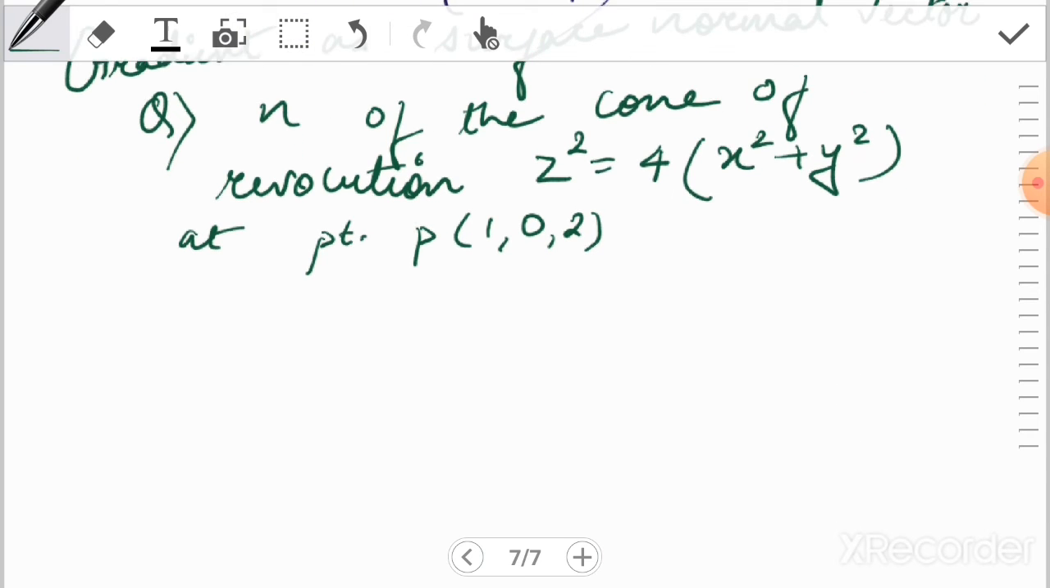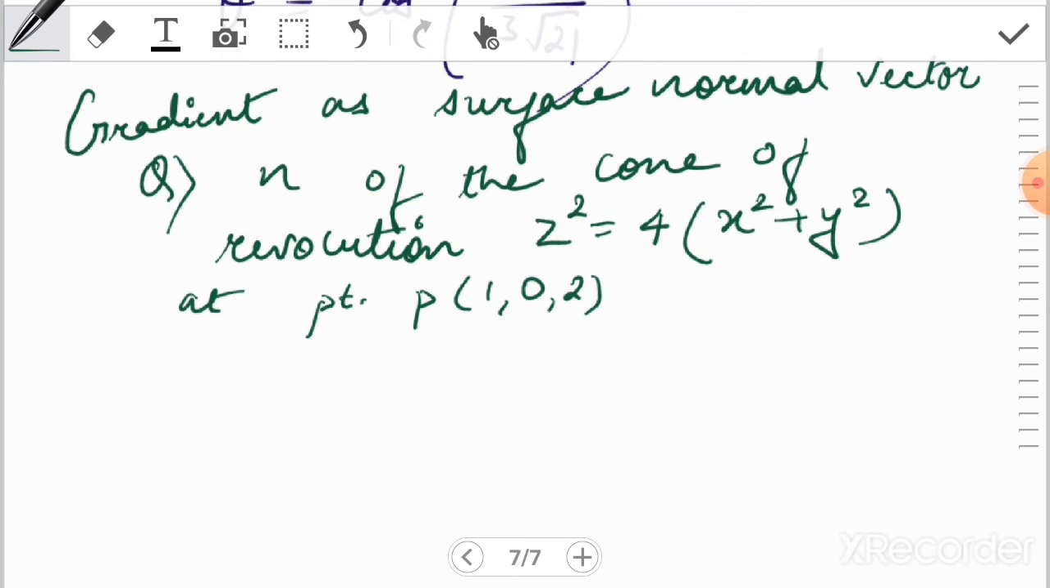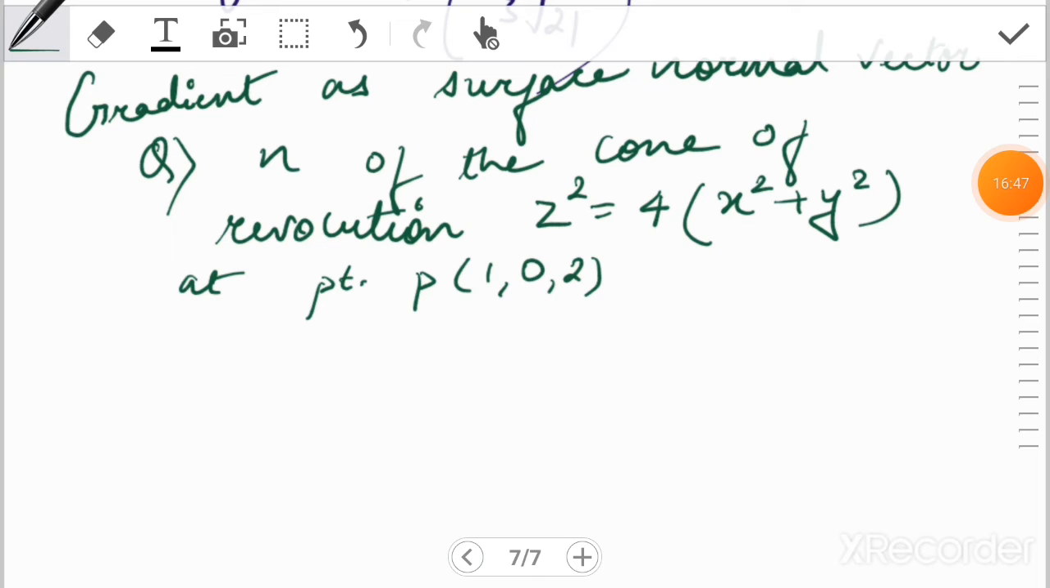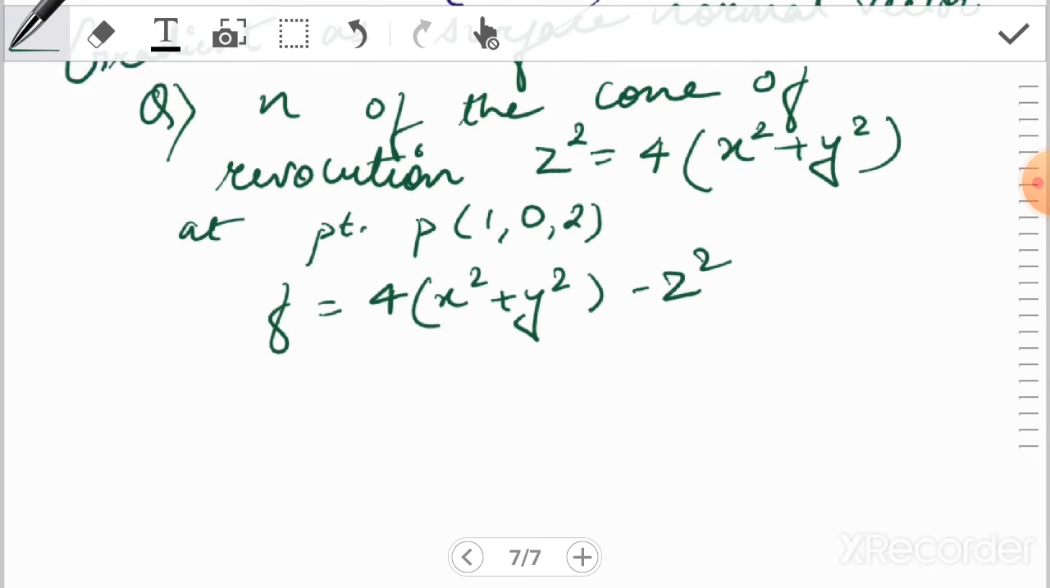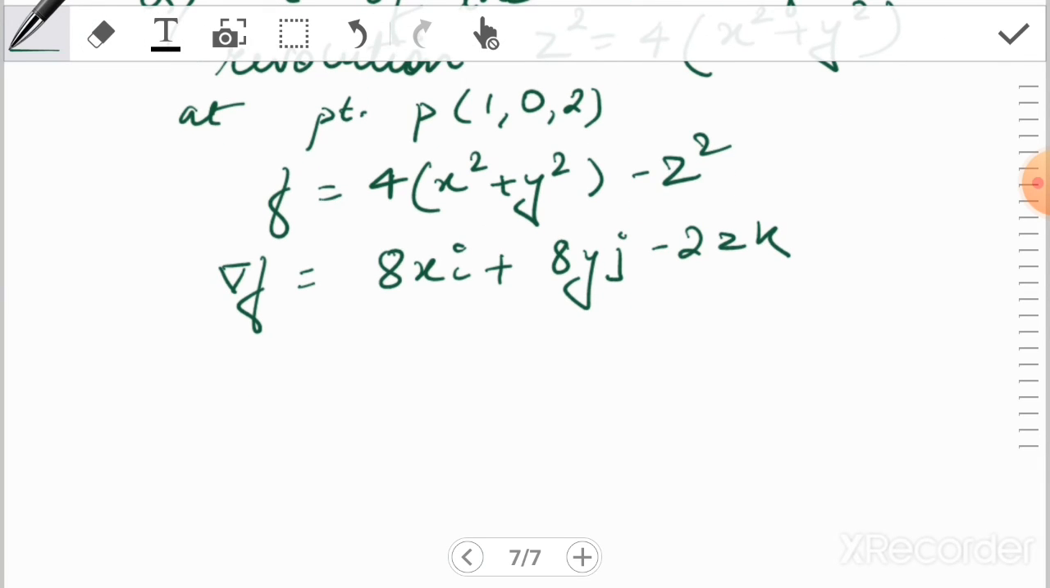So let us rewrite the function f as 4(x square plus y square) minus z square. Now gradient f is 8xi plus 8yj minus 2zk. At point (1, 0, 2) we have 8i minus 4k.